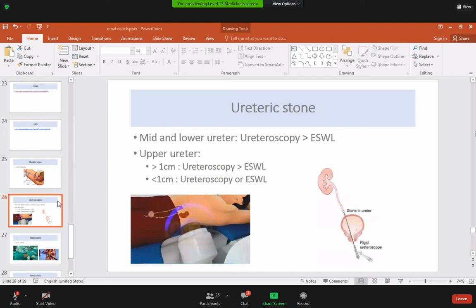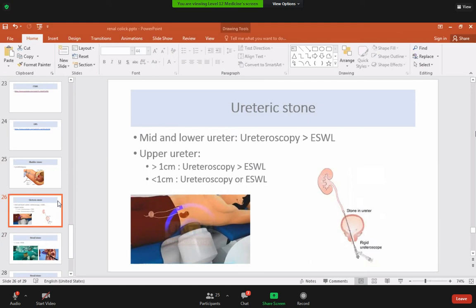If the patient has a ureteric stone, just like in the case we saw in the ESWL video, sometimes a stone comes down from the kidney and is stuck in the ureter, and it causes ureteric obstruction. Now we divide the ureter into two parts. If the problem is in the upper ureter, the treatment is slightly different. If it is in the lower ureter, the treatment is slightly different.